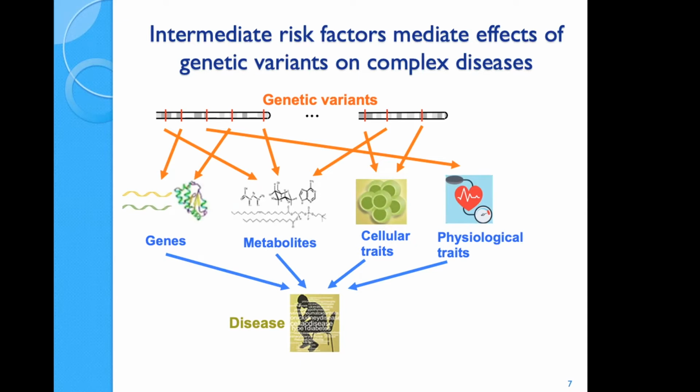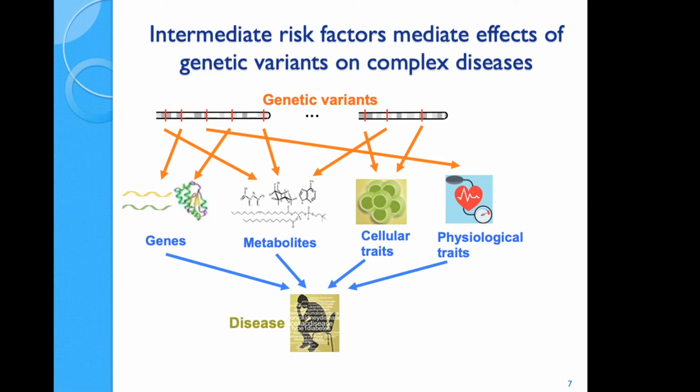But in order for these variants to affect the disease, they have to affect something in the middle, right? The things in the middle could be genes or metabolites, or they could affect the number of cells, the cellular compositions or the morphology of the cells. They could also affect physiological traits, for example, your blood pressure. So it's this intermediate risk factor that eventually acts on disease, and those risk factors essentially mediate the effects of many variants.